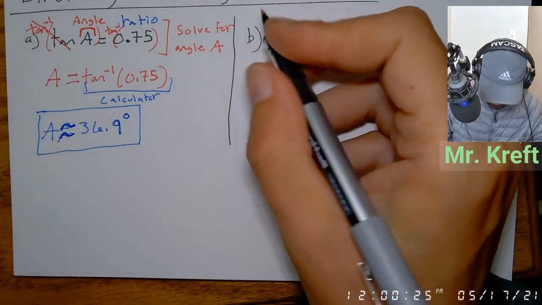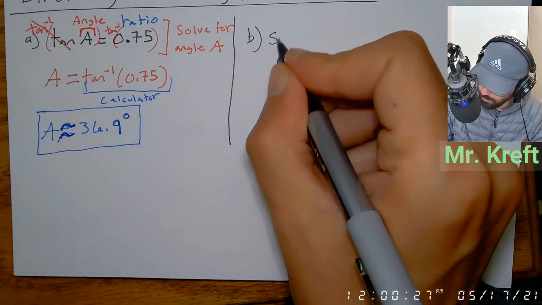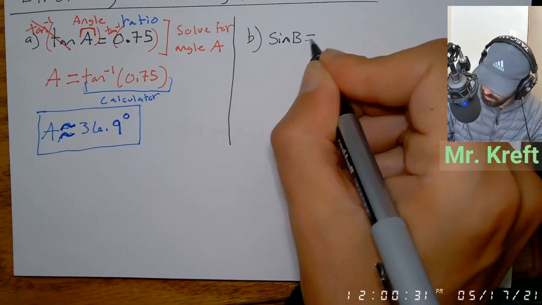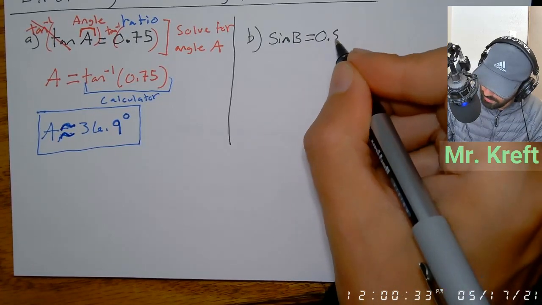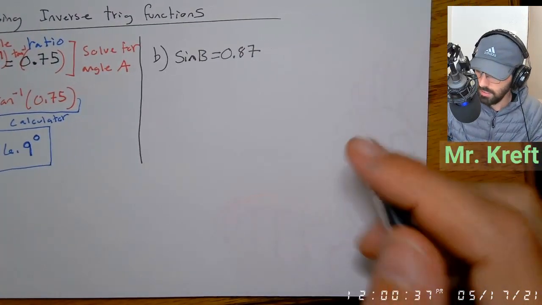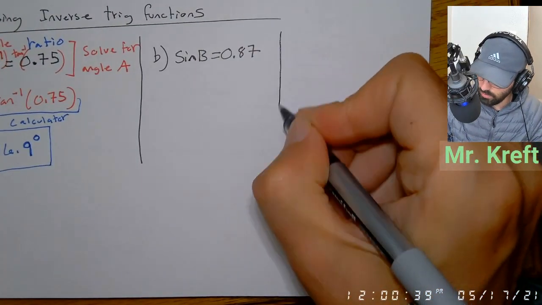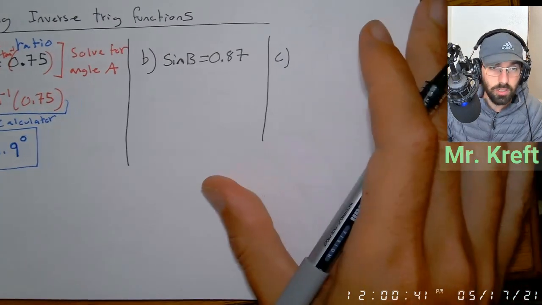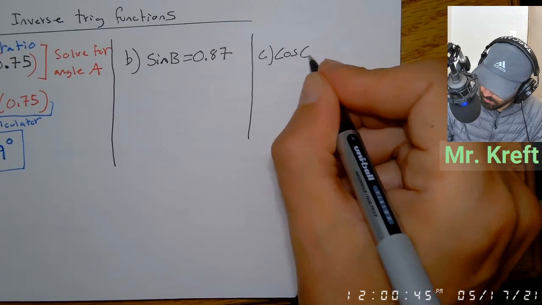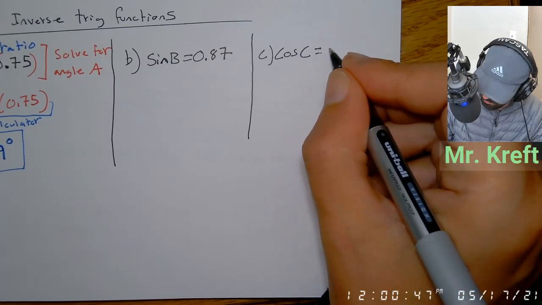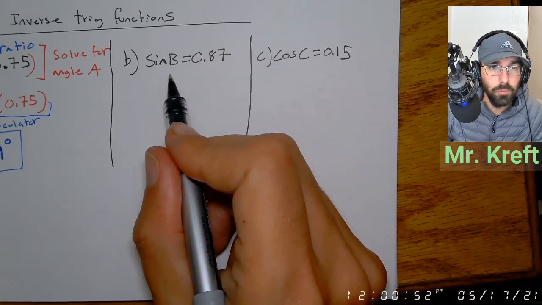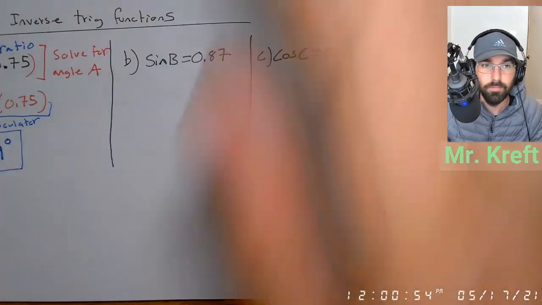So for this next one, I want you guys to solve for B. So I have sine of angle B equals 0.87. I want you guys to solve for B. In fact, while we're at it, let's do a third one. We're going to do cosine of angle C equals 0.15. So can you guys solve for angle B and angle C?